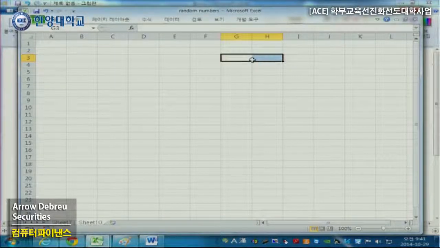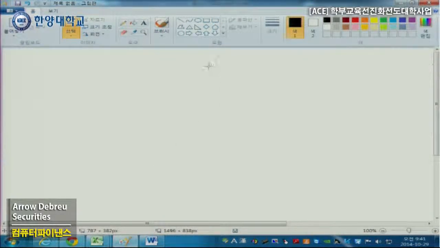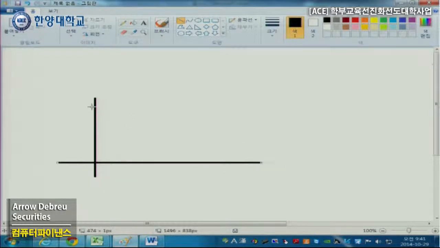Any idea? If the number is greater than 0.5, then just make it 1, or less, 0. Exactly. That's a great idea, right? So let's think about it. So Taewoon's thought is that.